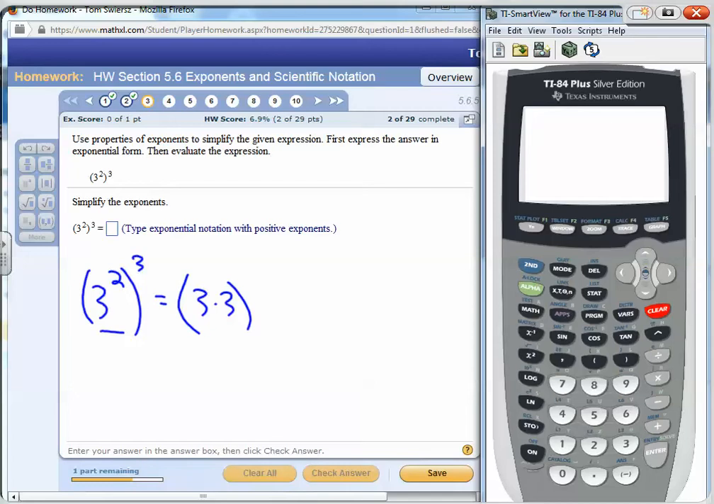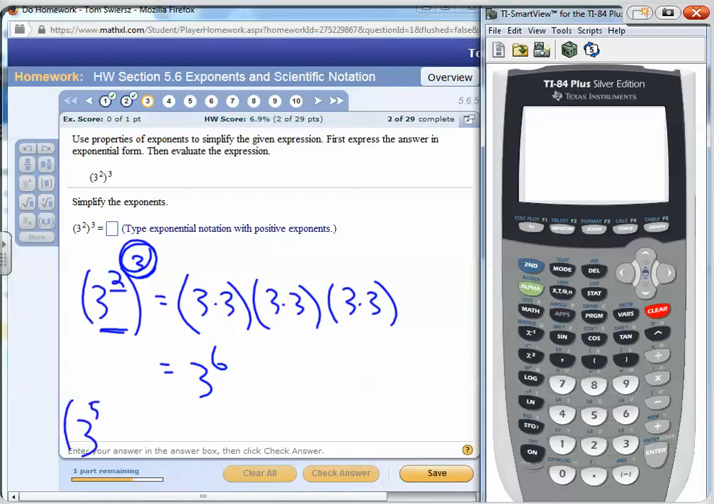How many of these 3 squareds do you have? 3 of them, right? So you have 1 of them, 2 of them, and there's a third one. So notice, you would have 3 times itself 2, 4, 6 times, so it would be 3 to the 6th power. So 2 in each of 3 groups, so you would multiply, right? So if you had 3 to the 5th power raised to the 4th power, 5 times 4, you would have 3 to the 20th, right? 5 in each group, 4 groups, so you would have 3 to the 20th power. In this case, 3 squared to the 3rd power would give you 3 to the 6th power.